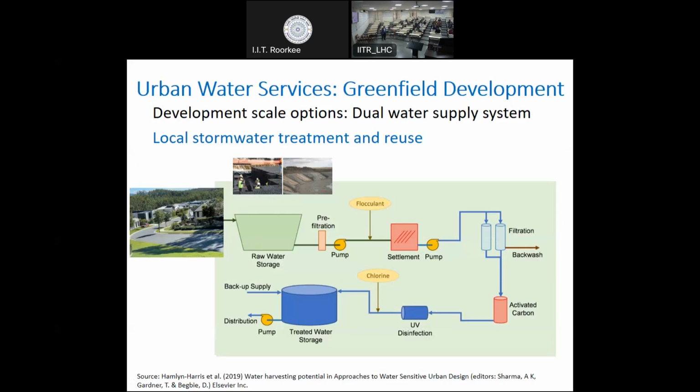But this is how the treatment is done and supplied back. As you said before, raw water storage tank, there can be a sedimentation tank, there can be gross pollutant traps at different locations, which are being cleaned on a periodical basis.